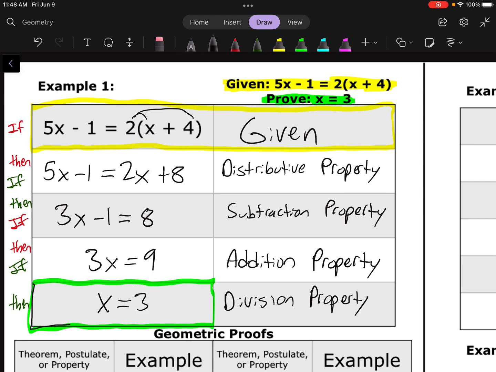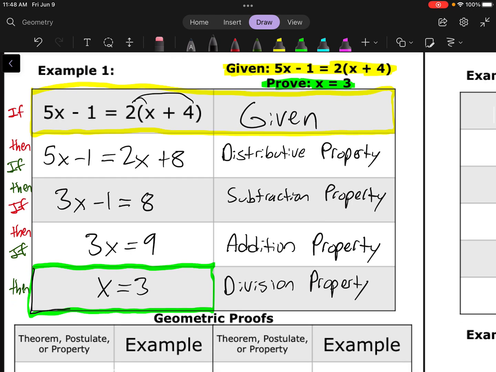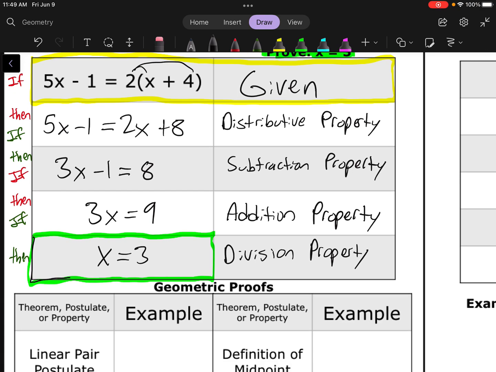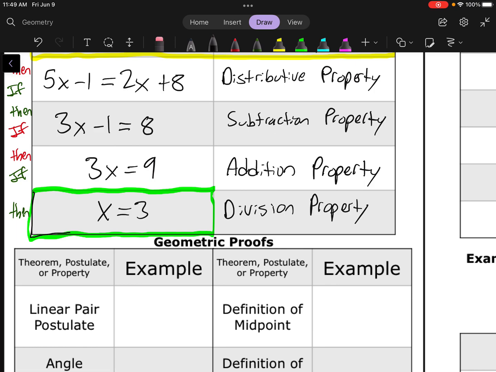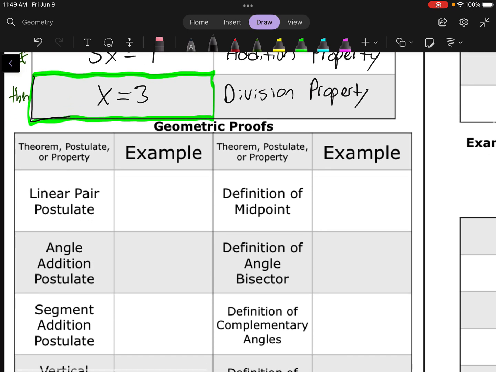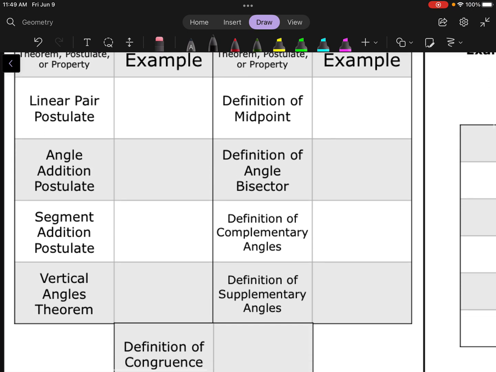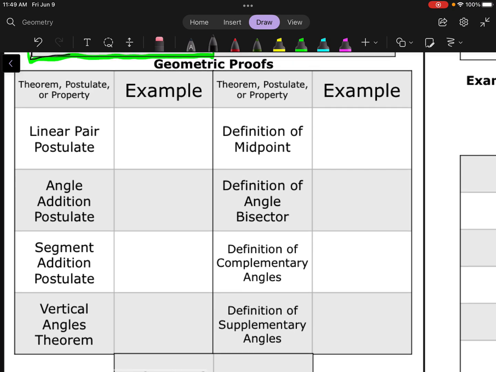Okay, so algebraic proofs, not too bad. You're just doing your normal solving skills, but providing those reasons as you go. We're going to slowly inch our way into geometric proofs here next. Now, if we're doing geometric proofs, and we're not going to be doing full geometric proofs here today, but when you're doing them, we need to start incorporating some of these theorems, postulates, properties that we've learned already in geometry. So these are a bunch of different things that we can use as reasons when we're doing a geometric proof.